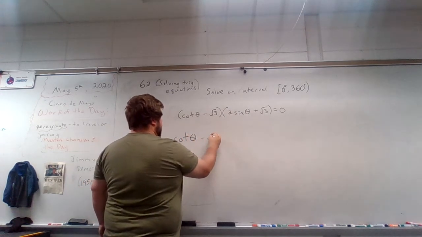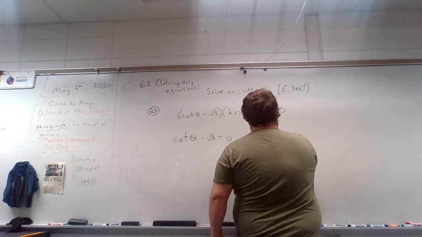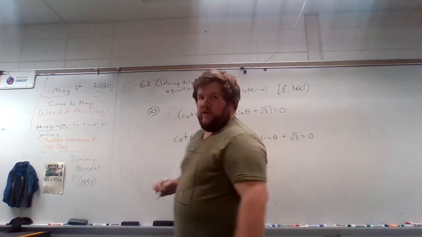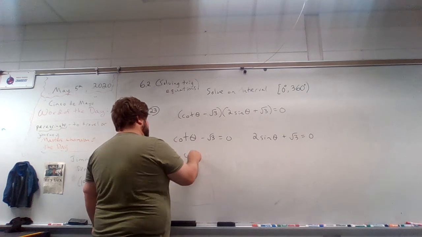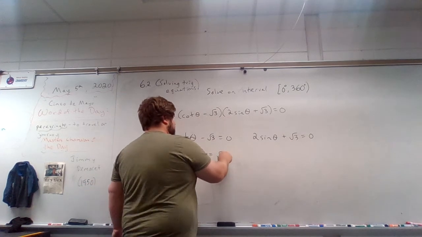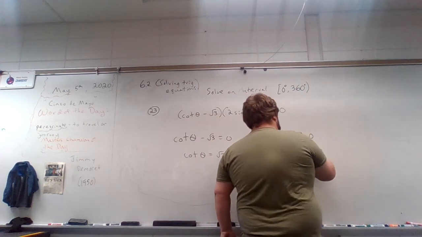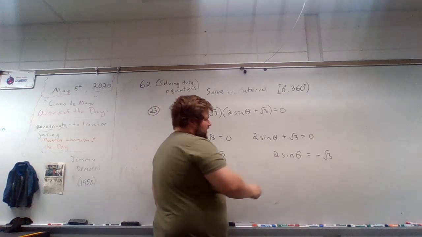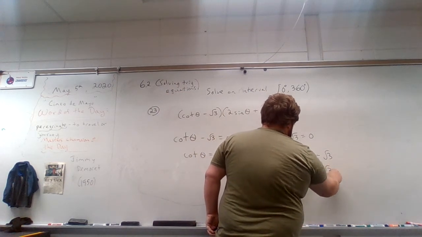Cotangent theta minus root 3 could be 0, or 2 sine theta plus root 3 could be 0. Okay, so if I solve this guy, I could get cotangent theta is equal to root 3, or this guy I can get 2 sine theta is equal to negative root 3, which means that the sine of theta is negative root 3 over 2.